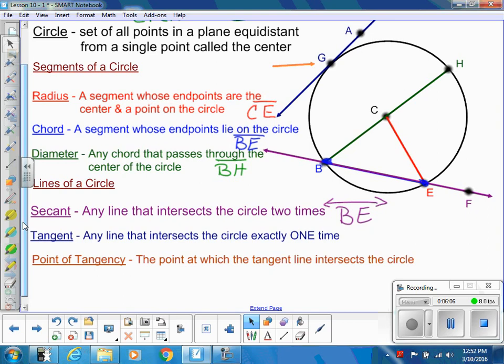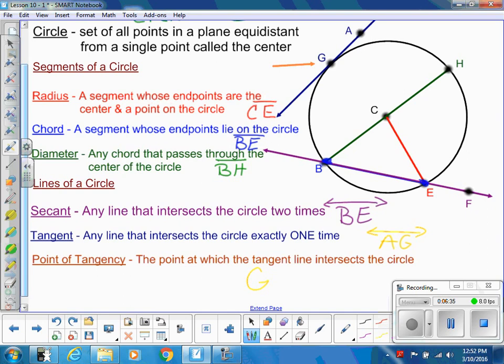It's going to touch that ball at that one point, and we call that point the point of tangency. That's the point at which a tangent line intersects the circle. So for example here, we have line AG, which is the tangent line, and point G is your point of tangency. That's the point at which it hits.